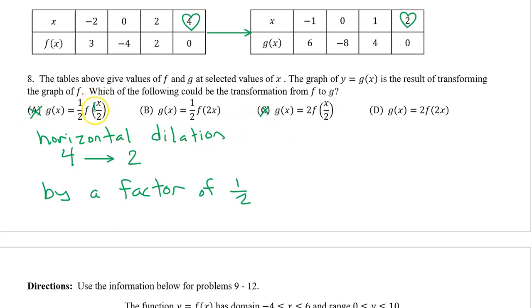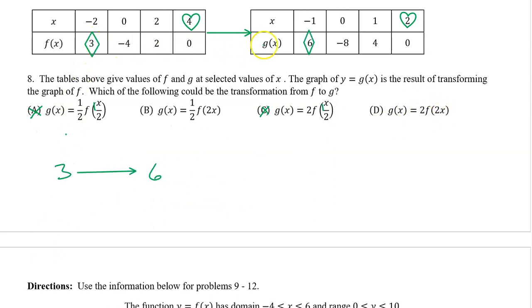The 1/2 that you can kind of see in these two functions would really correspond to a horizontal dilation by a factor of 2. These horizontal dilations are always the opposite of how they appear inside the function.